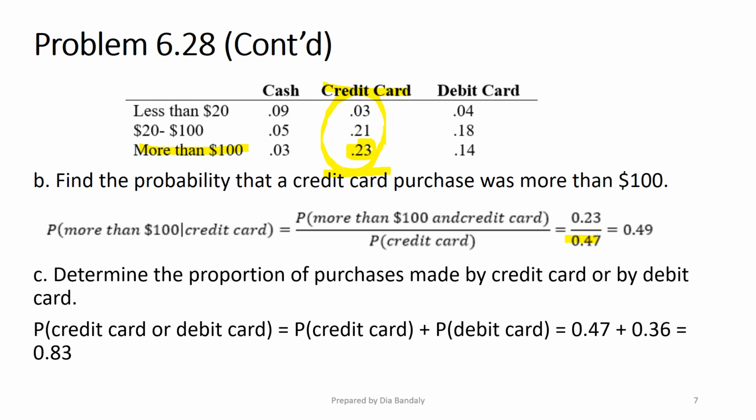And finally, determine the proportion of purchases made by credit card or by debit card. So this is a union, which means that we sum up their probabilities. So we sum up debit card or credit card, which we get from the marginal probabilities, and when we sum them, we get 0.83.